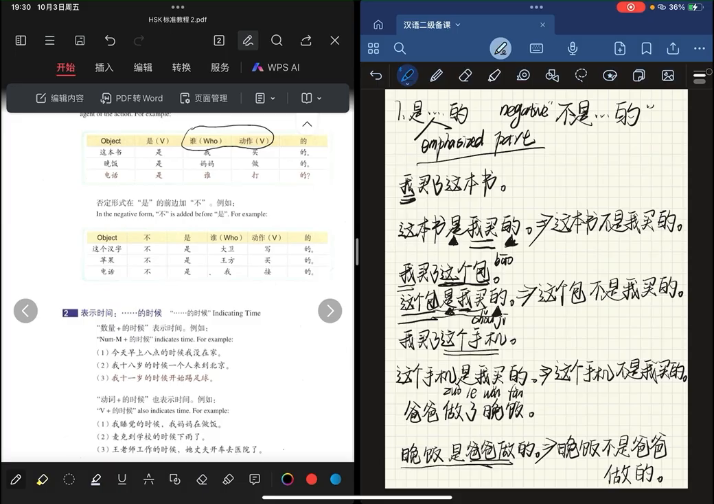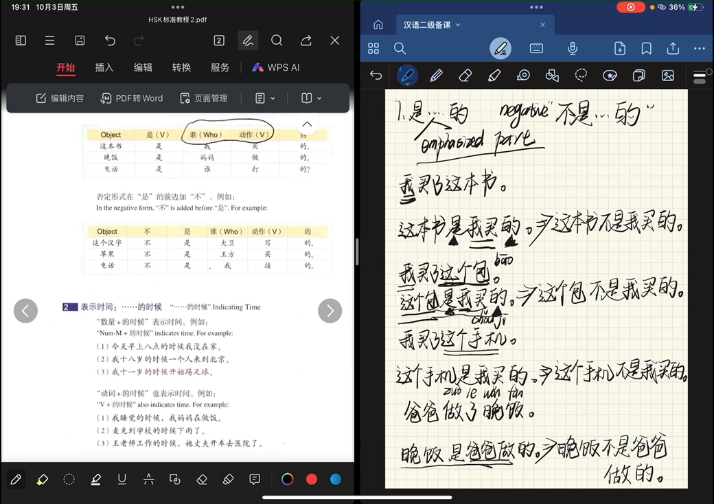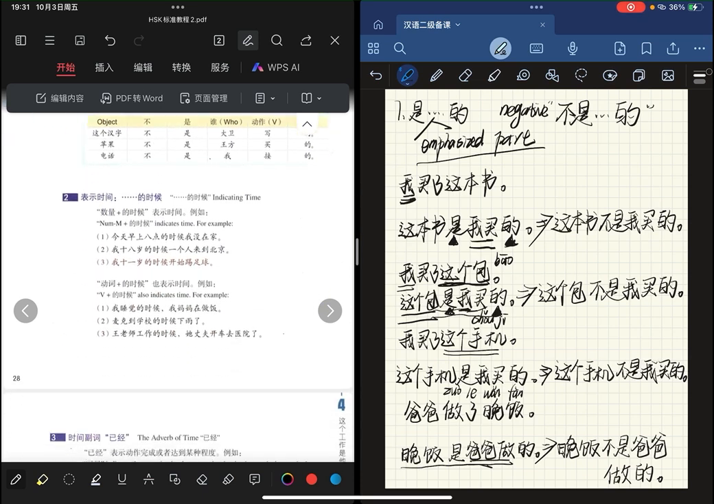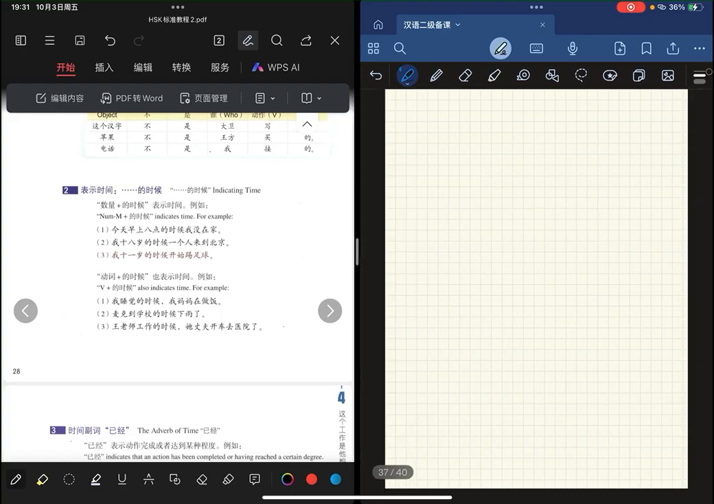苹果不是王芳买的。So it was not Wang Fang who bought the apple. Okay. 电话不是我接的。So it wasn't me who picked up the phone. Okay, continue. Let's see the second grammar point.